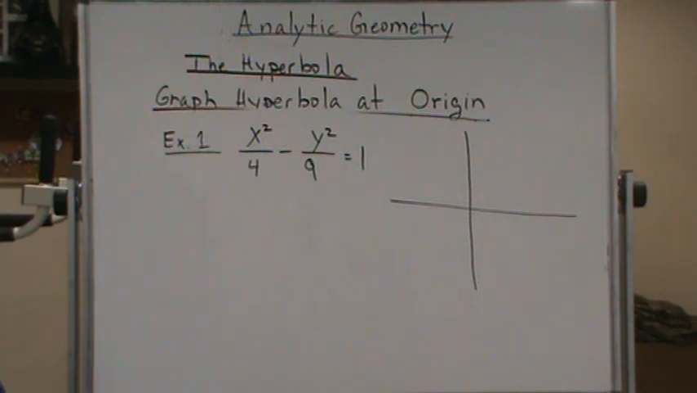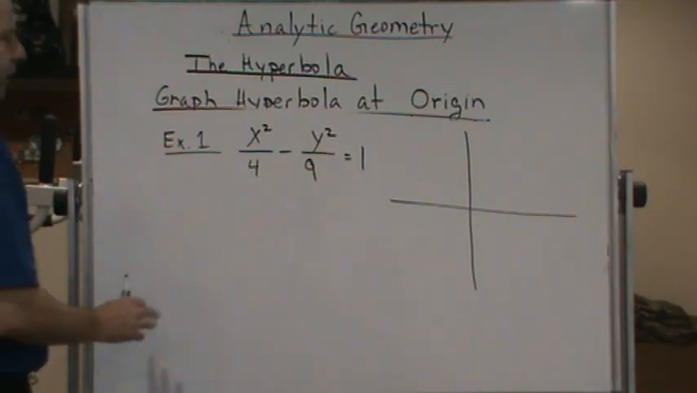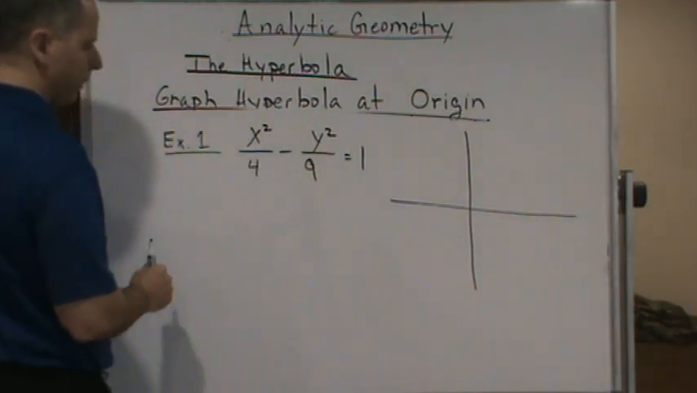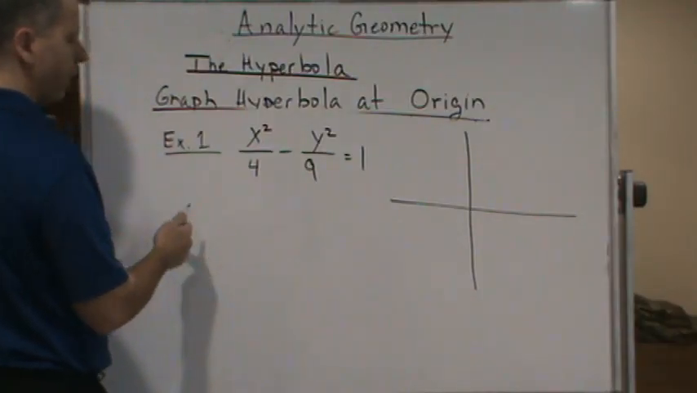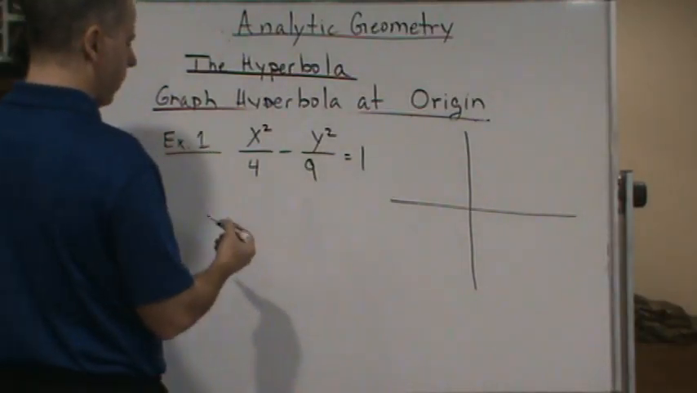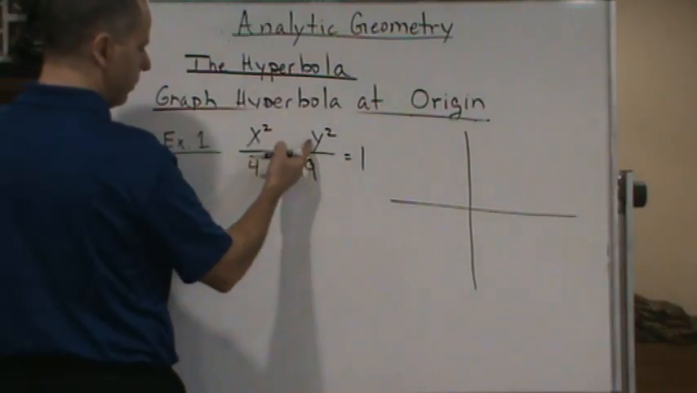All right, welcome back. Now we're going to do an example. Here's the equation that they give us. Okay, we can see that it's an equation of a hyperbola. And the first thing they want us to do is graph it. So first we notice that this is centered at the origin, right?